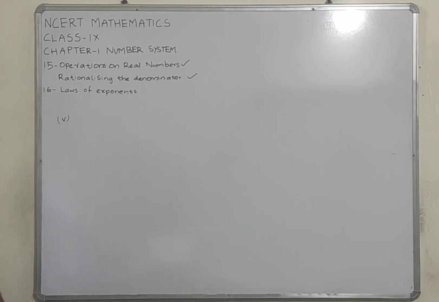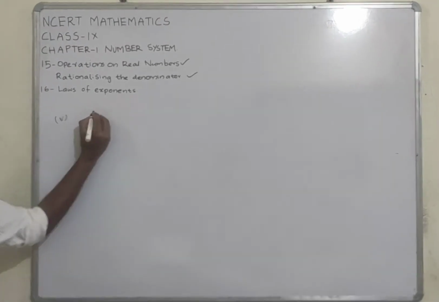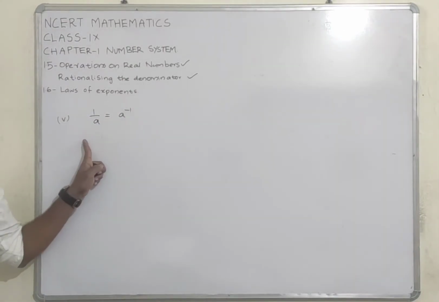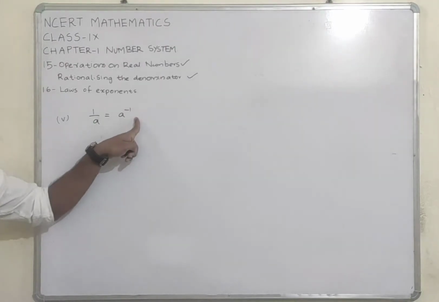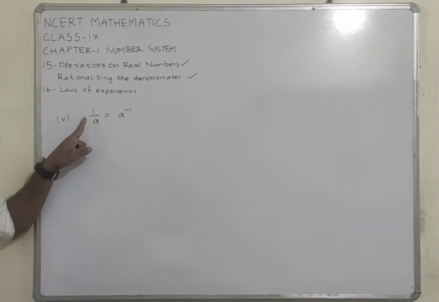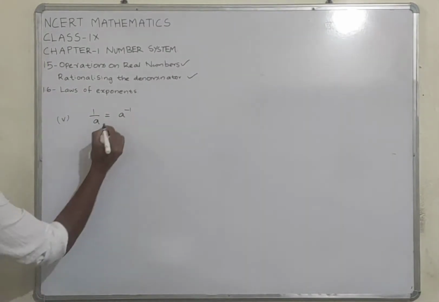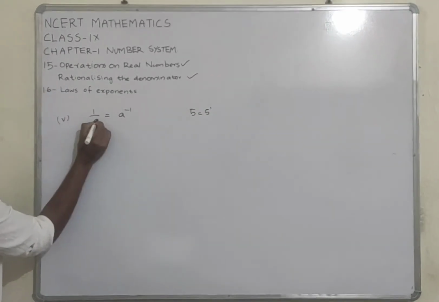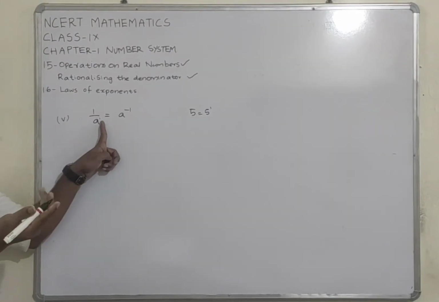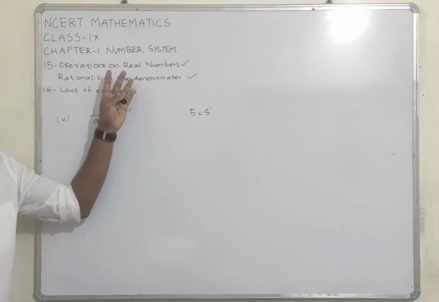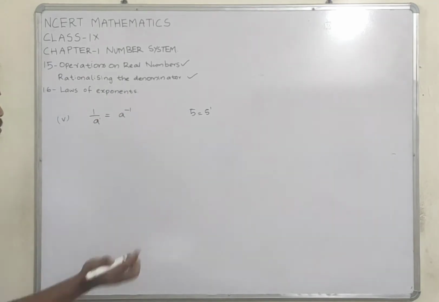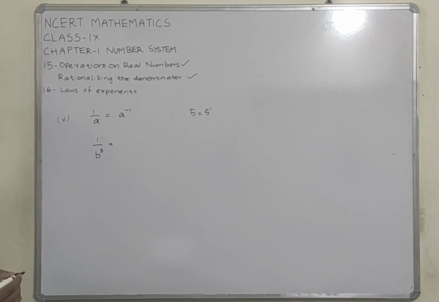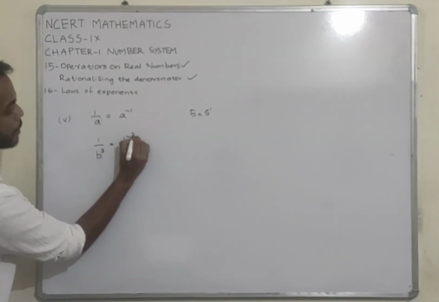Fifth, I have categorized it as the fifth identity, and that is 1 by a is the same as a raised to minus 1. Okay, 1 by a is the same as a raised to minus 1. If there is a number in the denominator, clearly 5 is nothing but 5 raised to 1, right? So 1 by a is 1 by a raised to 1. Here, if the denominator has a power, when it goes to the numerator, it becomes a raised to minus 1. Let's see another example. 1 by b cube. What will it become? b raised to minus 3.